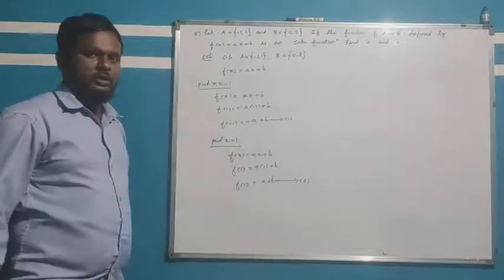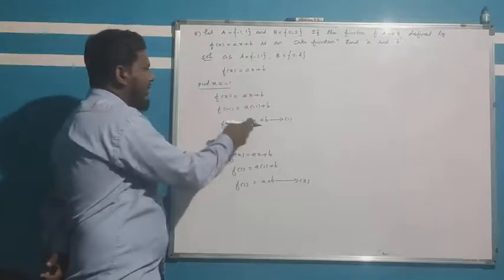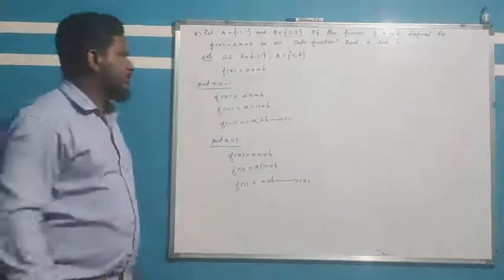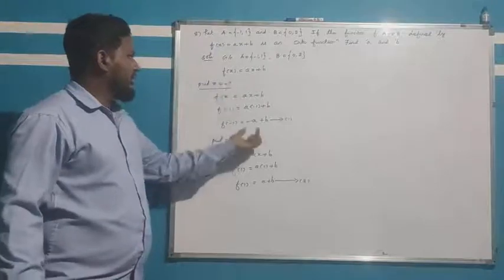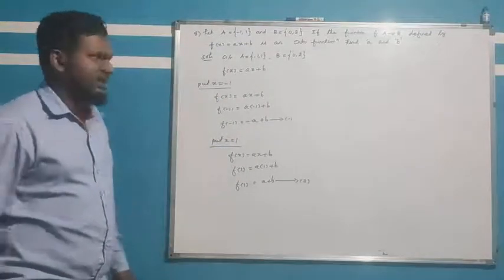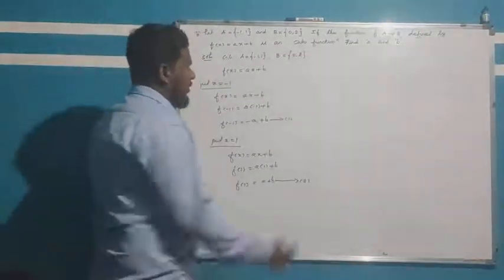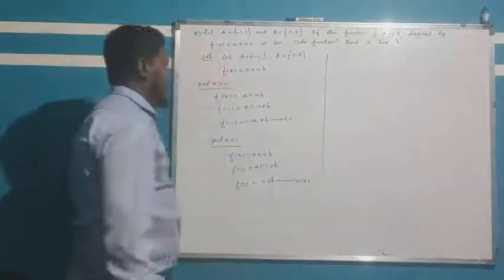So we don't know the codomain yet. Taking the domain, we get an equation. We have to find the codomain, then only we can find whether it is an onto function or not.